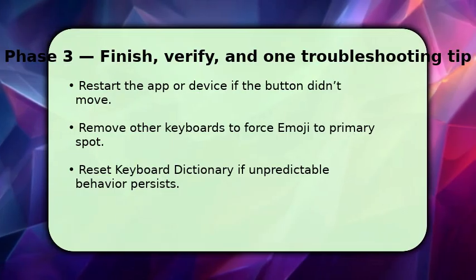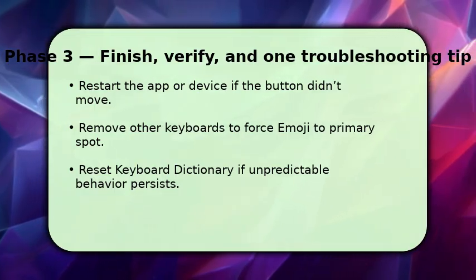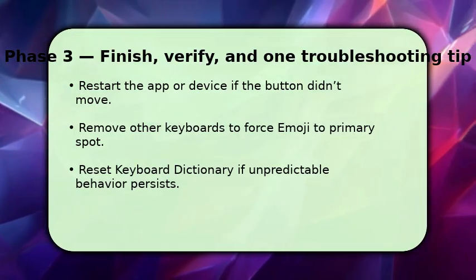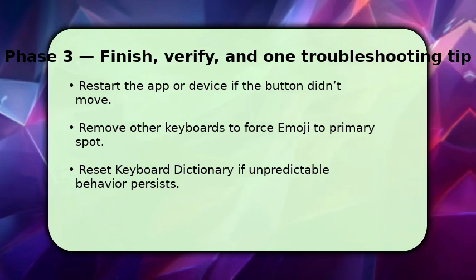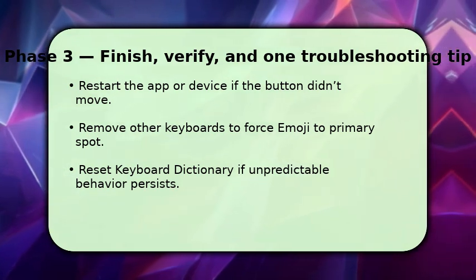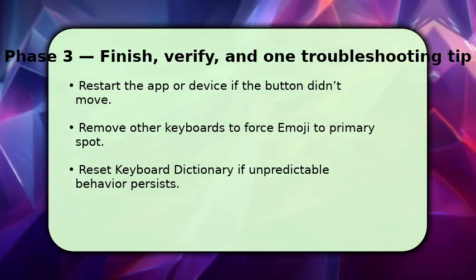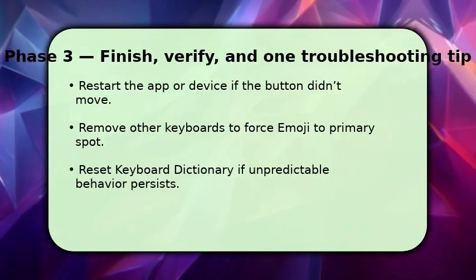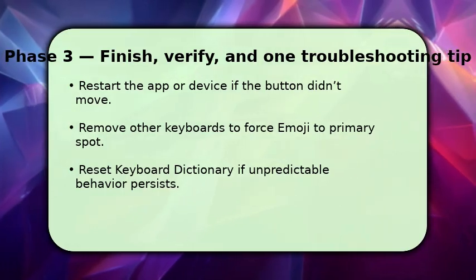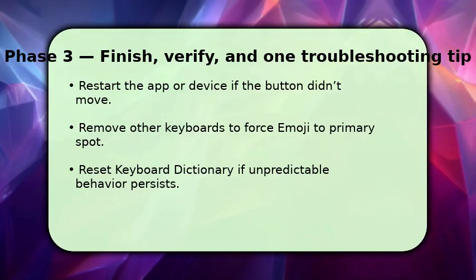Finish up by testing across apps. You want consistent emoji access everywhere. If the button didn't change, close the app or restart the iPhone. Settings sometimes need a restart to apply. If problems persist, remove extraneous keyboards so emoji becomes the primary alternate, and then re-add any you need.